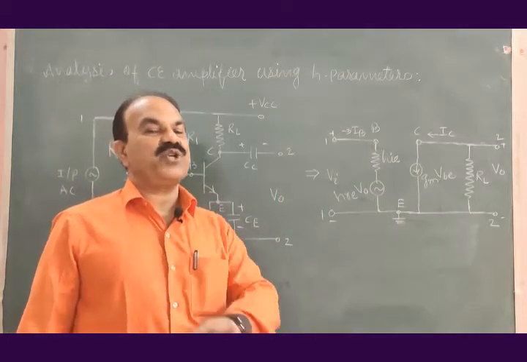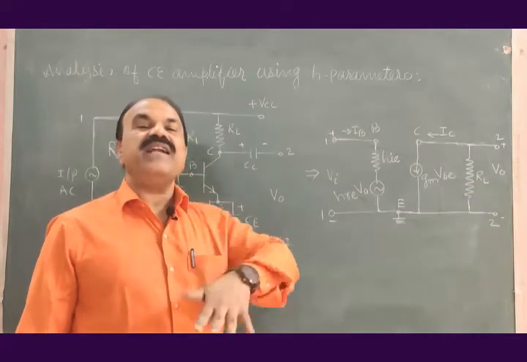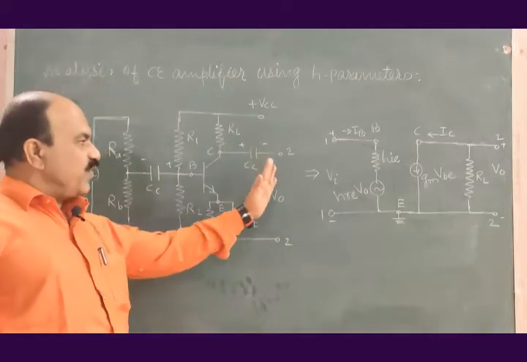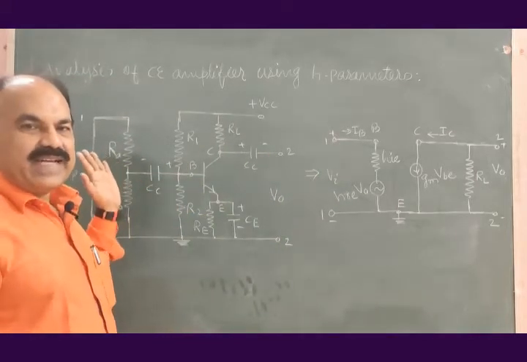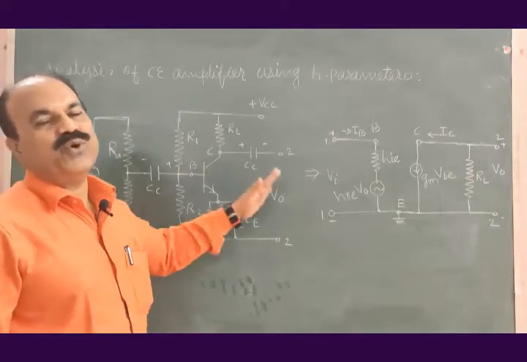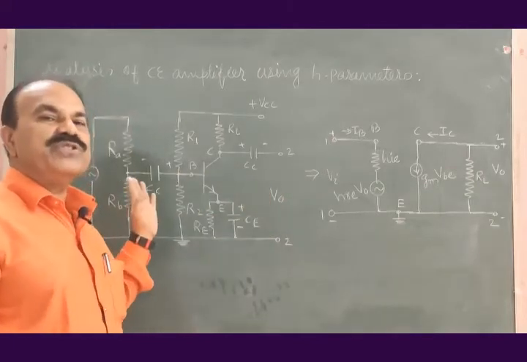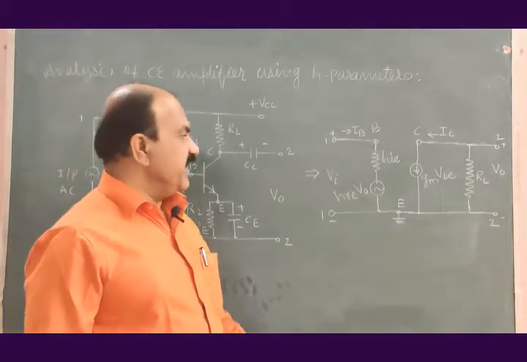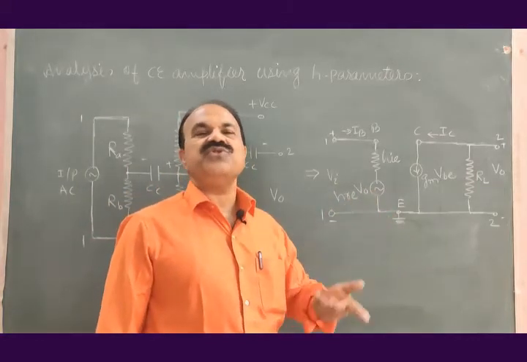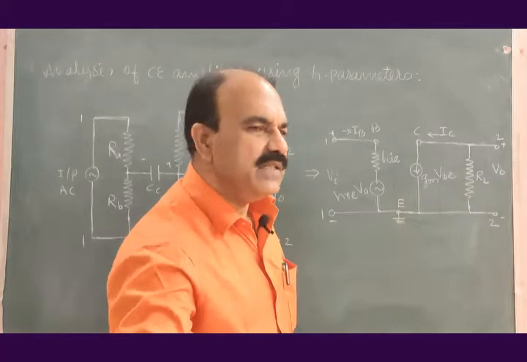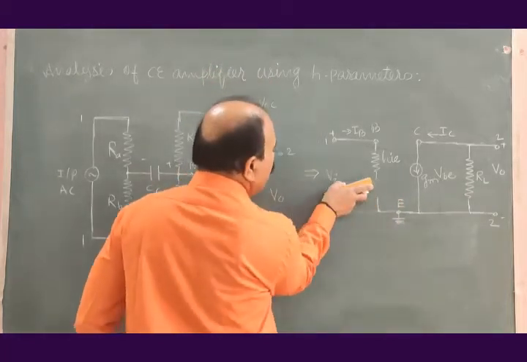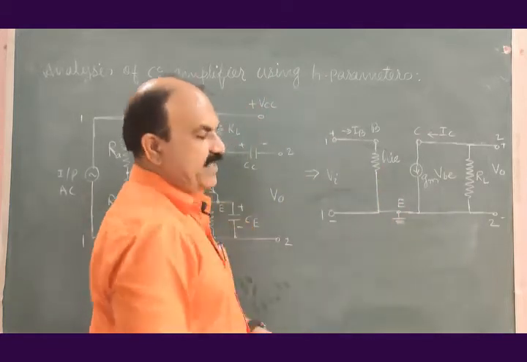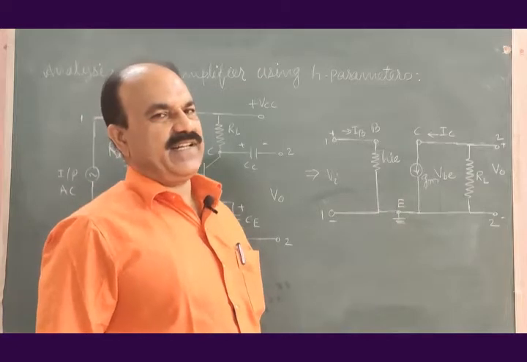And therefore, transistor is not a bilateral device. It is a unilateral device. The flow is only from input to output. It is not from output to input. The transfer of current is always from input to output. So transistor is a unilateral device. As transistor is a unilateral device, HRE is tending to 0, very small, and therefore you can ignore HRE from the AC equivalent circuit or H parameter circuit.